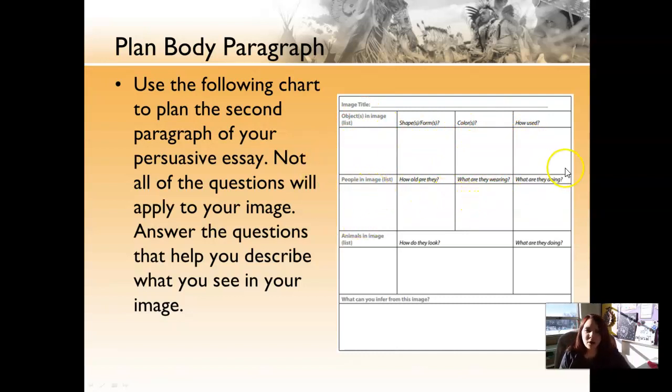How old do they look? What are they wearing? What are they doing? Are there any animals? How do they look? What are they doing? And what can you infer about this image? What do you think could be happening in this image?